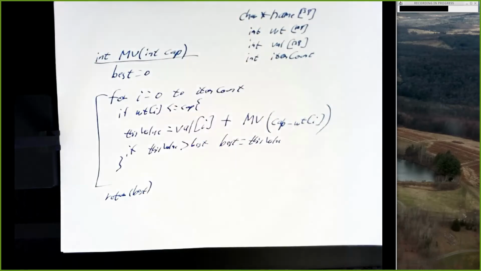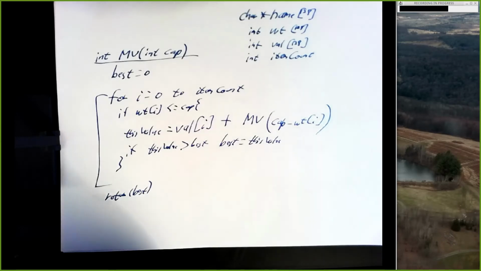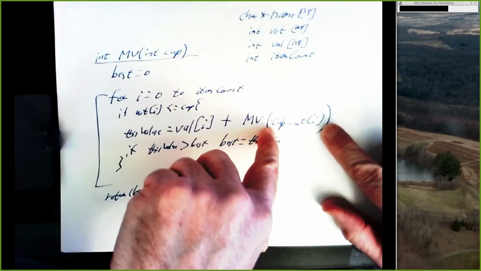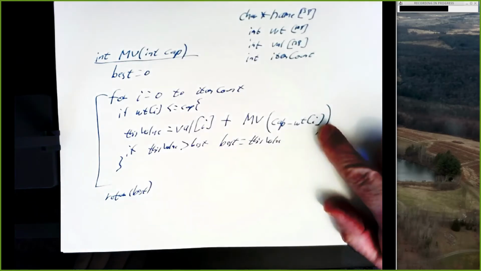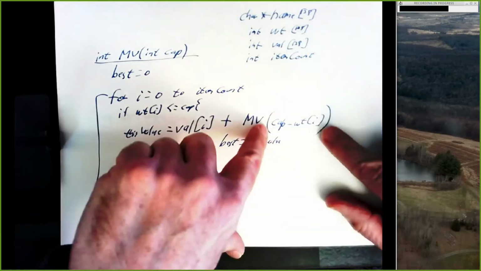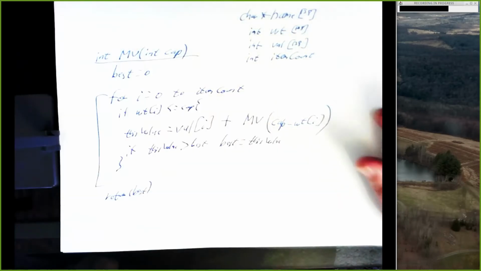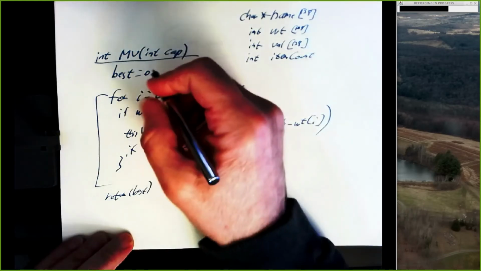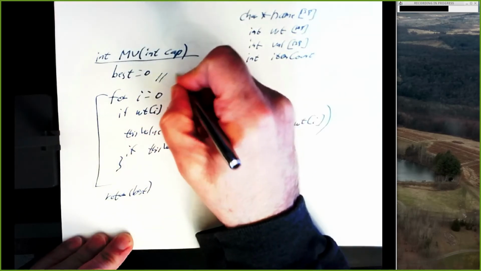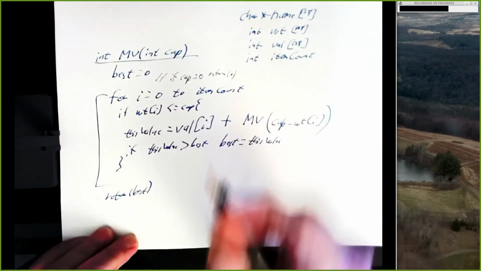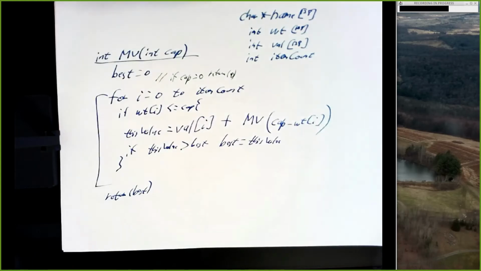Will this ever get called with a negative capacity? It shouldn't, because the only way that this can be negative is if cap minus weight is less than 0, which means cap is less than the weight. But we're only doing this if we know the weight is less than or equal to the cap. So this could get down to 0, but it should never go negative. So we technically don't need a base case in here, but we could put one in if we wanted. If cap equals 0, return 0.